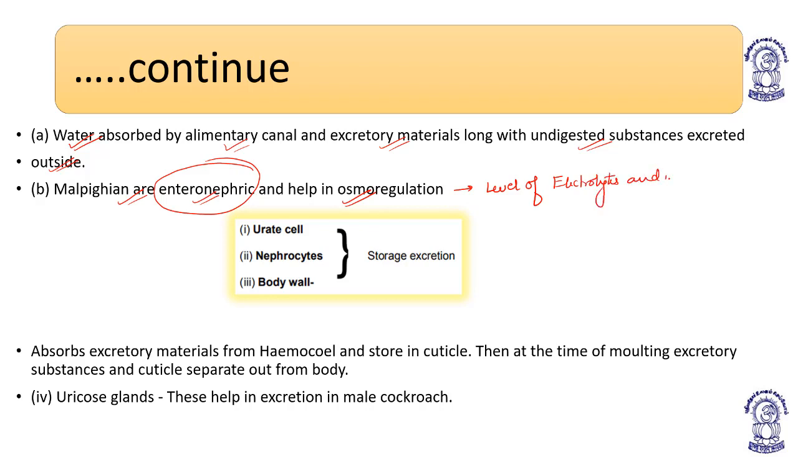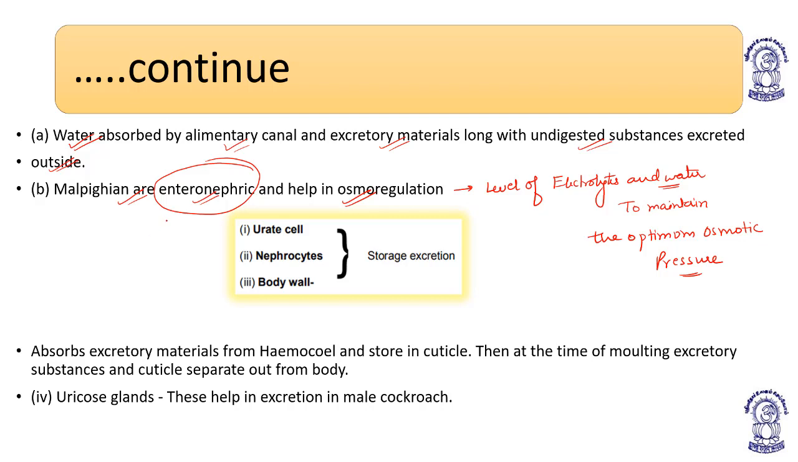And water. The level of electrolytes and water is to be maintained to maintain the optimum osmotic pressure. Osmotic pressure. Okay. So the Malpighian tubules, they are enteronephric type and they are osmoregulatory in function.